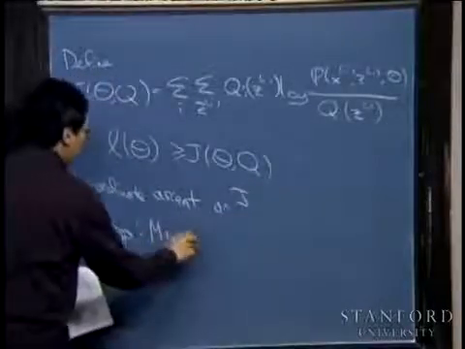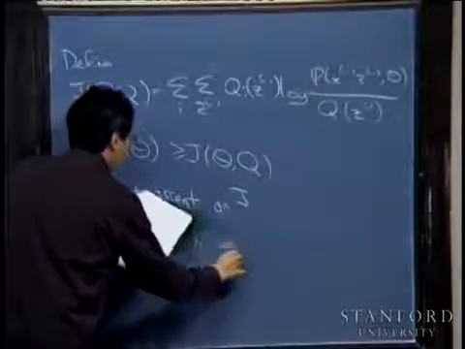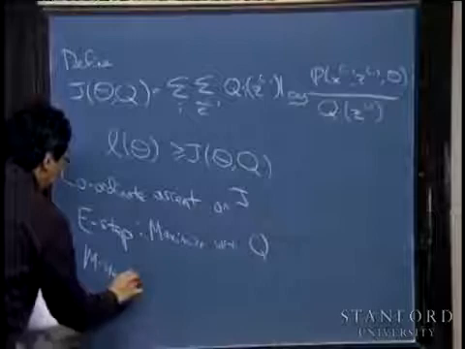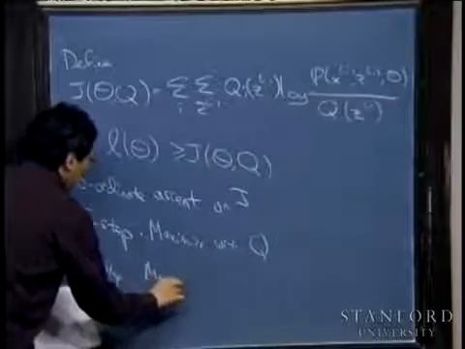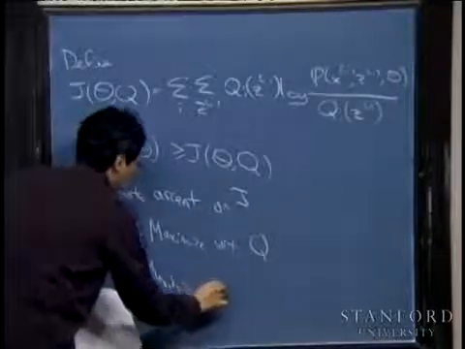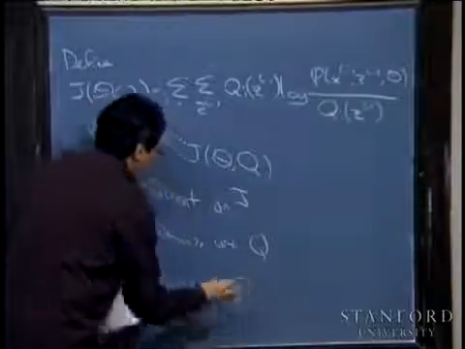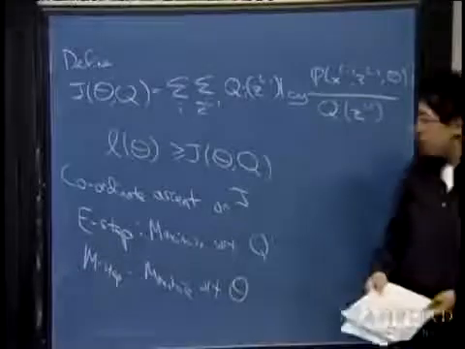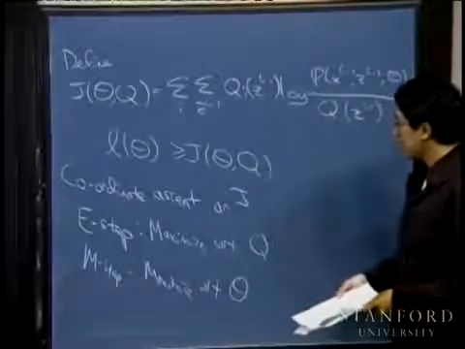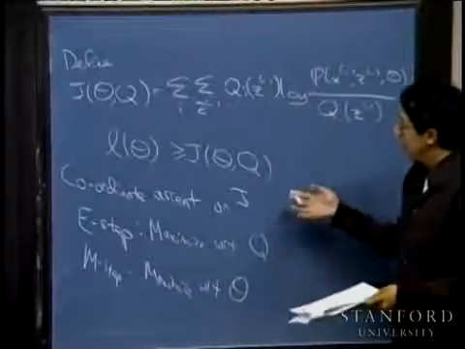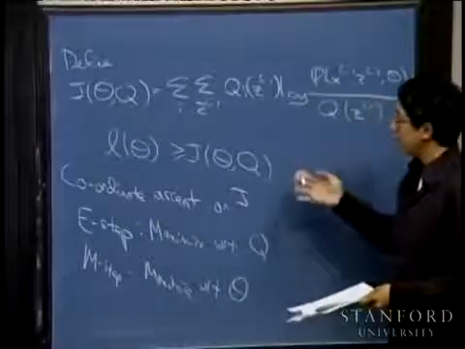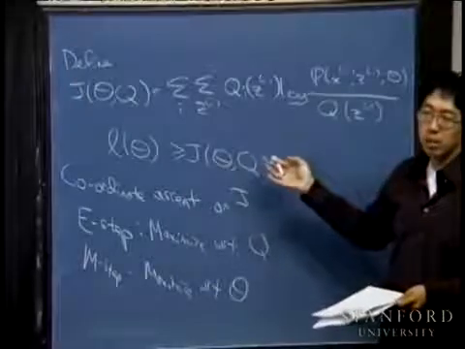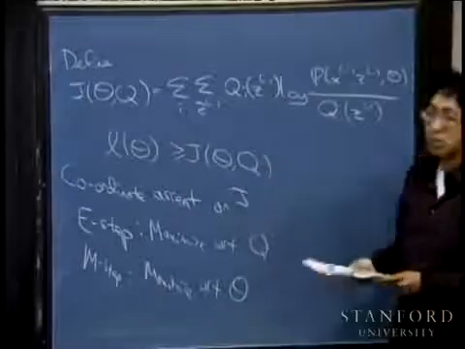So in the E step, you maximize with respect to q, and in the M step, you maximize with respect to theta. Okay, so this is another view of the EM algorithm that shows why it has to converge, for example, at least in the sense of J of theta comma q monotonically increasing on every iteration. Okay.